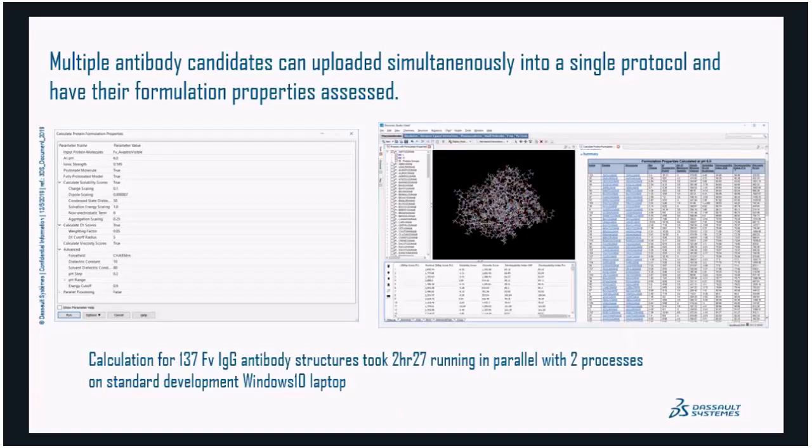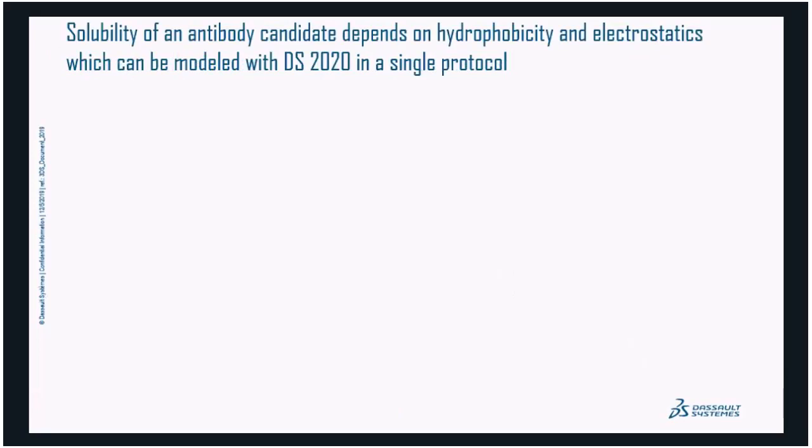So this is an example of the output you would get in Discovery Studio. Here we see a table of all your antibody candidates, and you have all your formulation properties tabulated for you right there in a concise table format. And then looking at how we actually measure the solubility of an antibody candidate, solubility tends to depend on hydrophobicity and electrostatics, which can also be modeled in the same protocol.